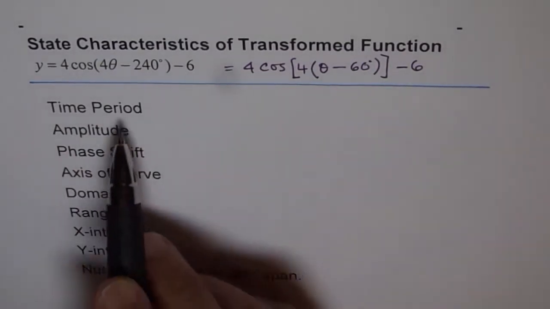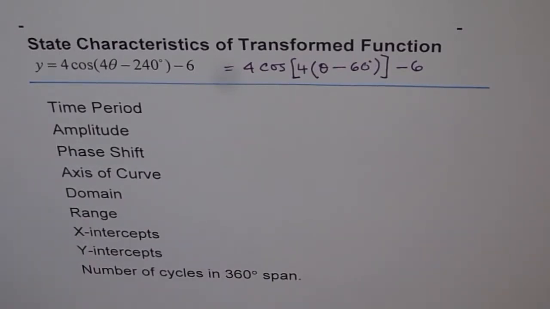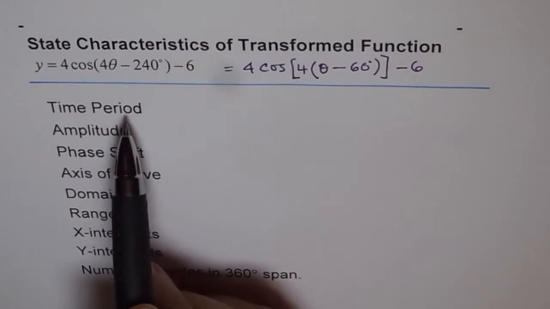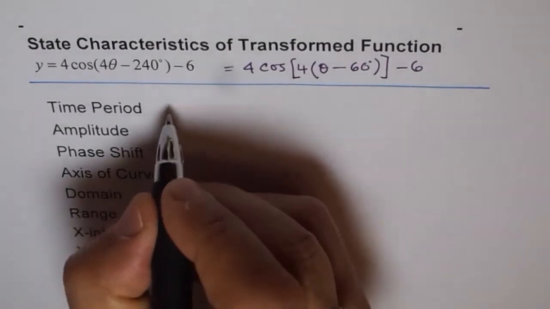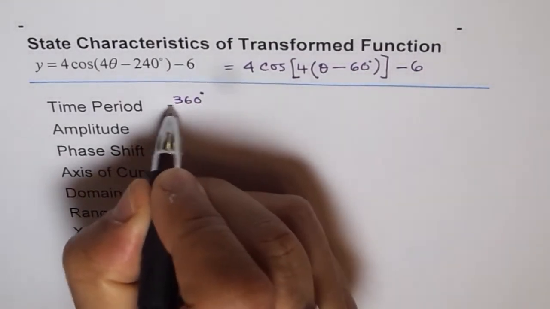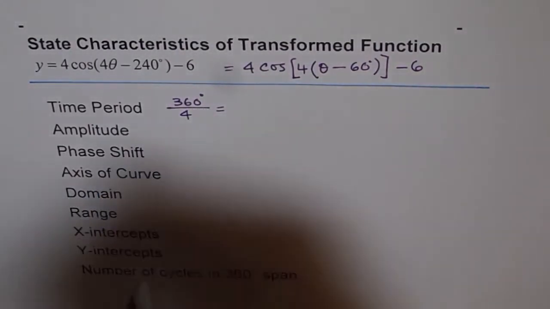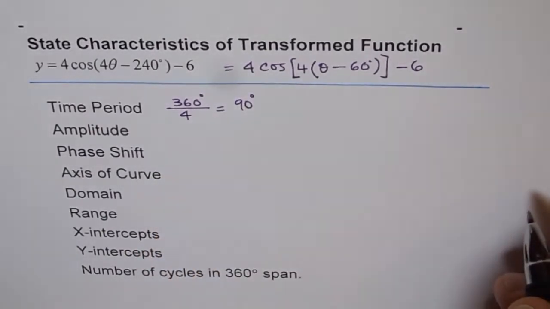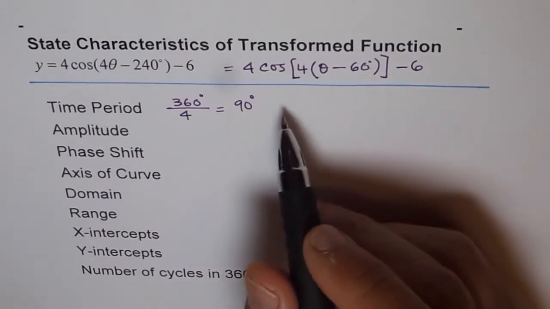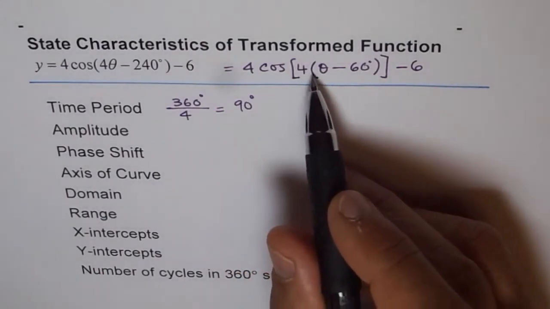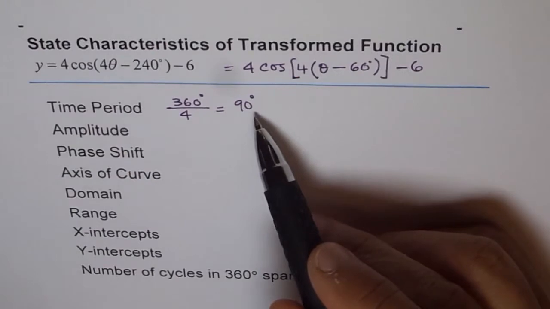Time period. So what is time period? I have purposely kept it right on the top because at times there is a confusion. Students write 4 as the time period. 4 is not the time period, it is the k value, right? Time period is 360 degrees divided by 4, correct? That is the time period for this function, which is 90 degrees. Those of you working in radians, there will be 2π divided by the k value. Since this is in degrees, we will write all our answers in degrees, right?